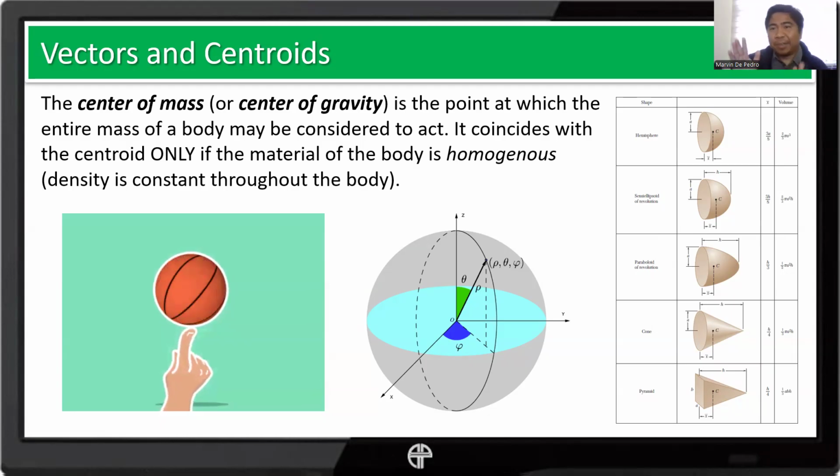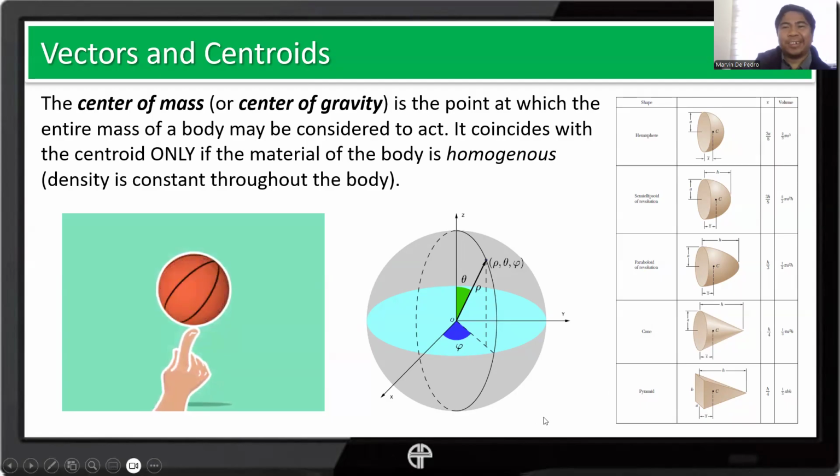Again, the centroid will be equal to the center of mass only in the case of homogeneous objects. That's the point of this slide. And I'll add this part: center of mass will be equal to the center of gravity if we are talking about objects on Earth only. Once we go out into space, then these two terms will be different.